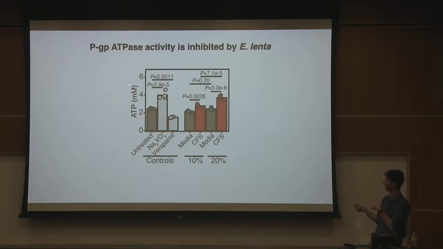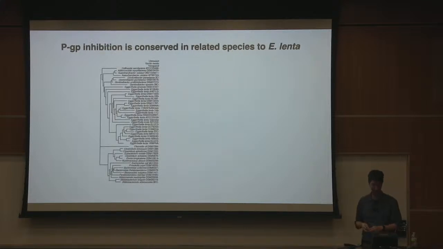We see accumulation of ATP, and then verapamil, which goes in the other direction as expected. And what you can see is that Elenta is also leading to this accumulation of ATP. And so that really suggests that it's having a direct effect on the transporter, preventing it from effluxing the substrate. Okay. And so all of that data was just for the type strain of Elenta.